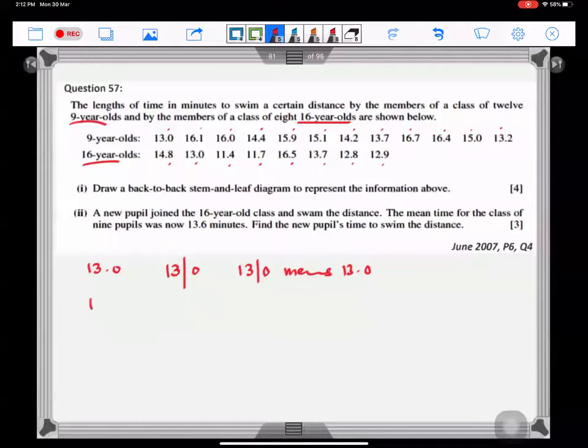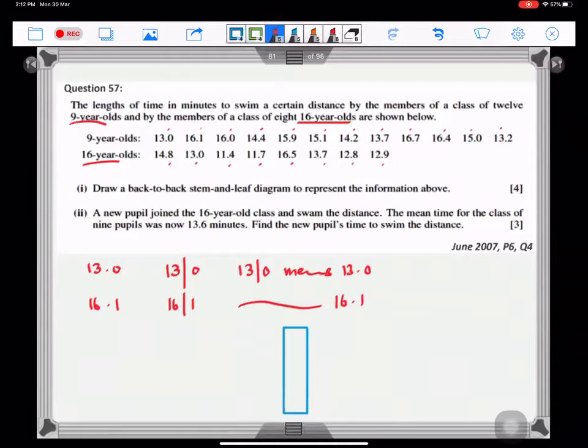Similarly, 16.1, that is 16/1. What does it mean? That means 16.1. So basically, you have a bar in the middle, something like this. And then this would be the stem. You can draw the 9-year-olds or the 16 years on the left and vice versa, because the examiner has not given us what should go where.